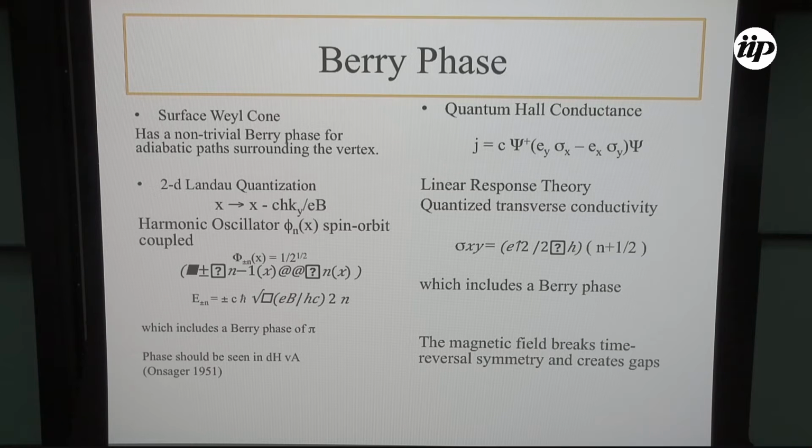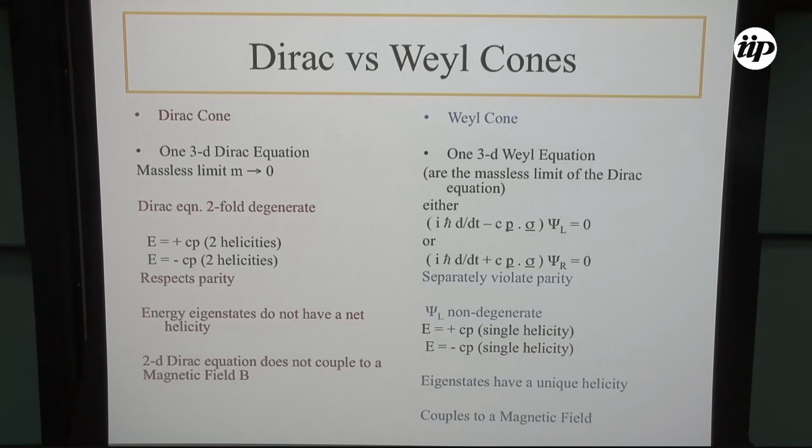The other thing is, if you look at the quantum Hall conductance, that is sigma xy, then what you find is that it's quantized in units of n plus a half. Again, it's different from the usual thing because of the topological nature, the Berry phase of pi. A non-trivial topological phase.